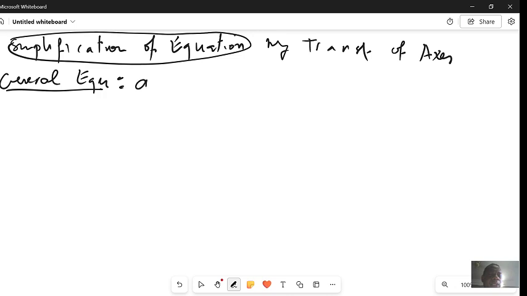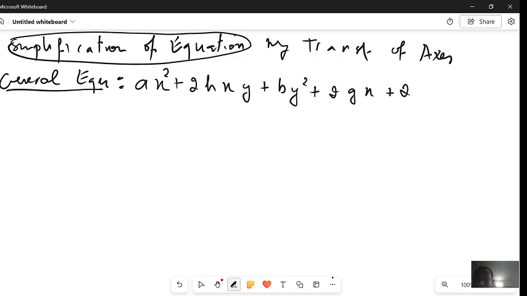of a curve used to be ax square plus 2hxy plus by square plus 2gx plus 2fy plus c equal to 0. Now that is the general equation for all curves in geometry. If this one can be 0, this one can be 0, this one can be 0, we'll have a different nature of equation based on the value of these parameters.